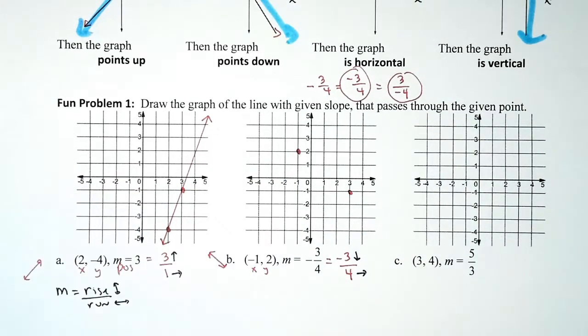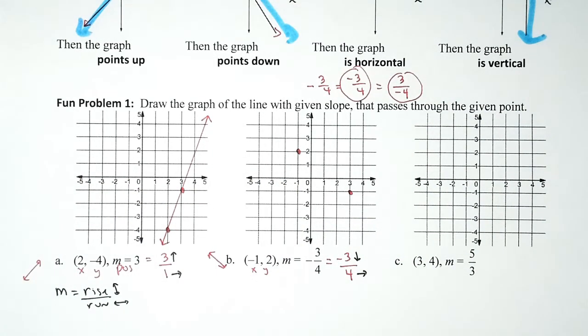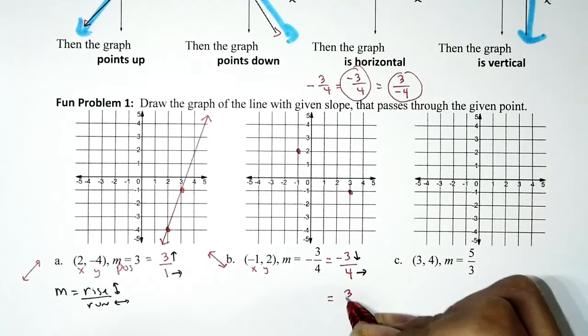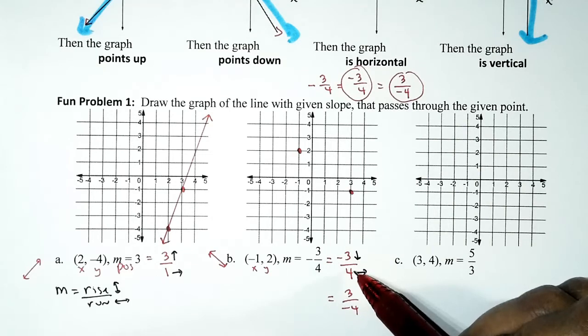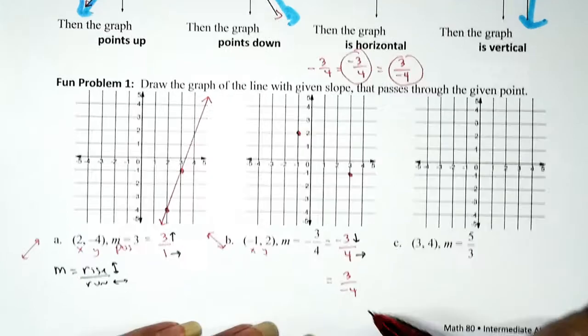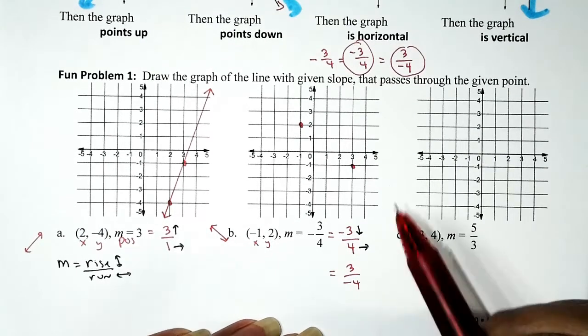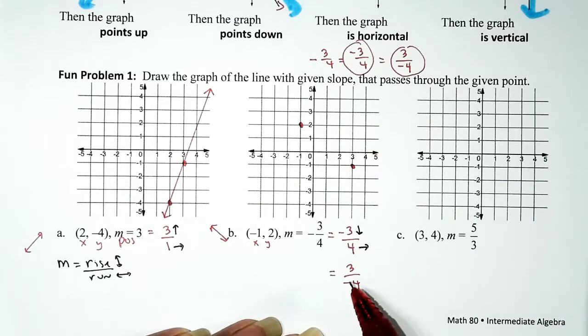Now the question is, what if we had put the negative with the denominator? Would that have made a difference? No, it wouldn't. -3/4 is the same as 3/-4. The worst thing that can happen, because I have a small graph area, is that we wouldn't have space.